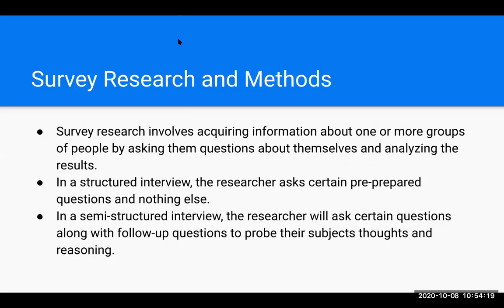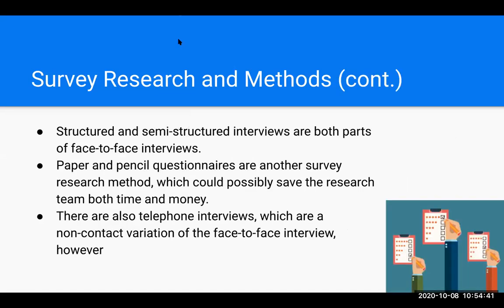Survey research and methods. Survey research involves acquiring information about one or more groups of people by asking them questions about themselves and analyzing the results. In a structured interview, the researcher asks certain pre-prepared questions and nothing else. However, in a semi-structured interview, the researcher will ask certain questions along with follow-up questions to probe their subject's thoughts and reasoning. Structured and semi-structured interviews are both part of face-to-face interviews. Paper and pencil questionnaires are another survey research method, which could possibly save the research team both time and money. There are also telephone interviews, which are a non-contact variation of the face-to-face interview.